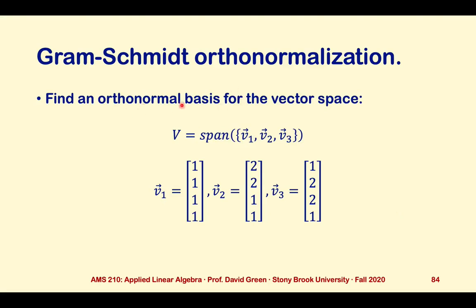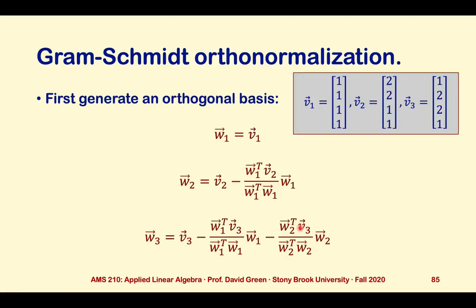Let's find an orthonormal basis for the vector space spanned by a set of linearly independent vectors v1, v2, and v3 given here. Again, I recommend that you pause your video, try to solve this problem on your own, and then resume to follow the worked solution. This sort of problem can always be solved. We can always find an orthonormal basis using the Gram-Schmidt approach.